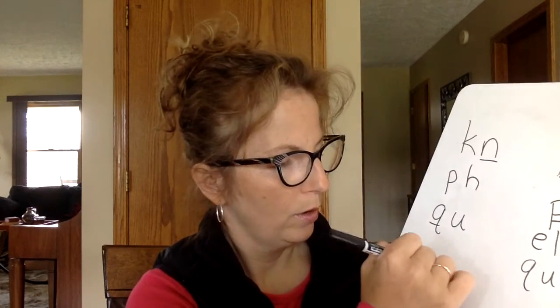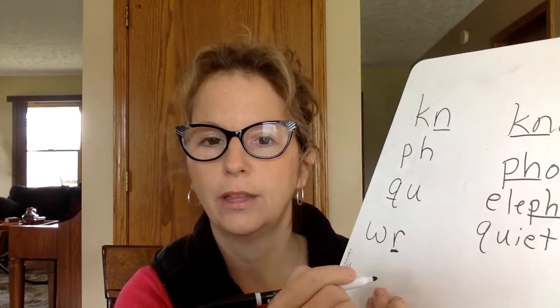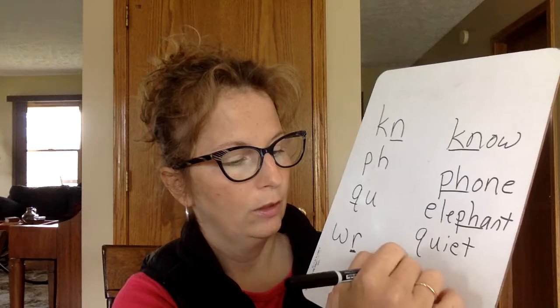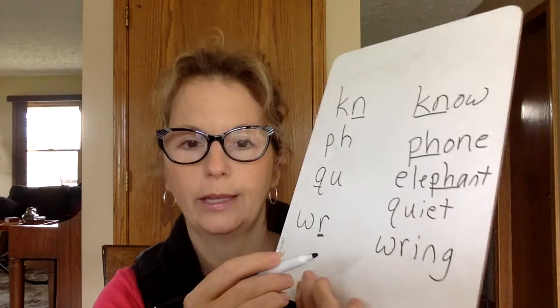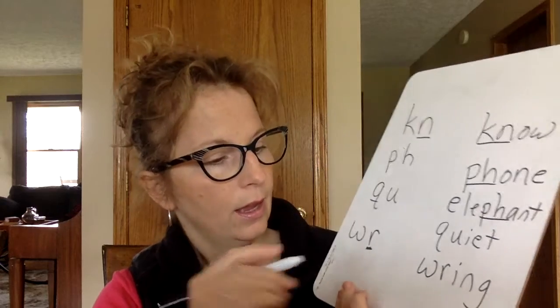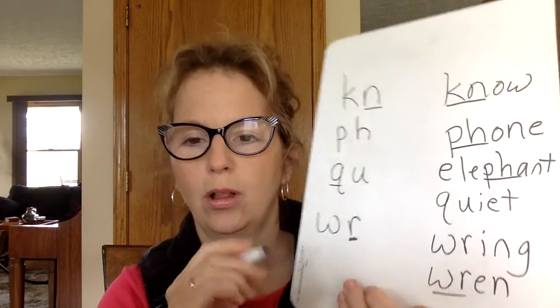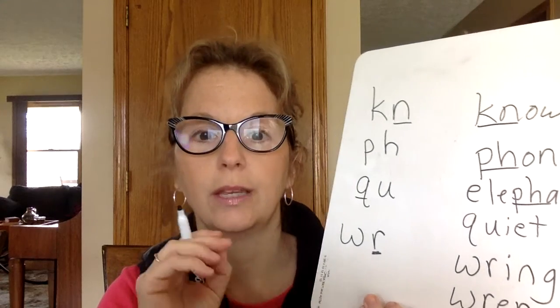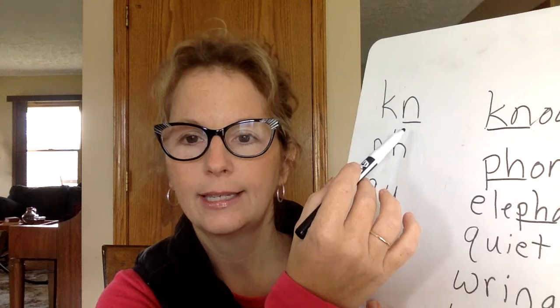And WR, we only hear the R making the R sound, like in the word ring. This isn't the type that goes on your finger. This is ring, like wring out a rag. Or the word wren. A wren is a small bird. So you have that WR just making the R sound. Okay?